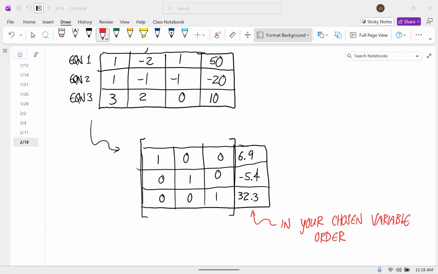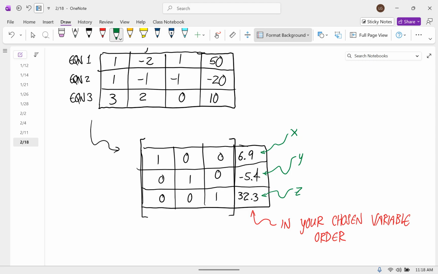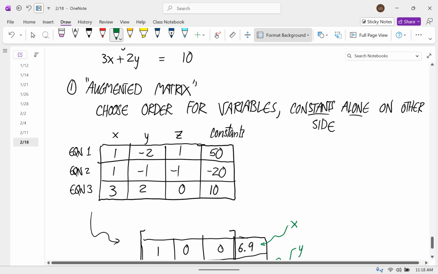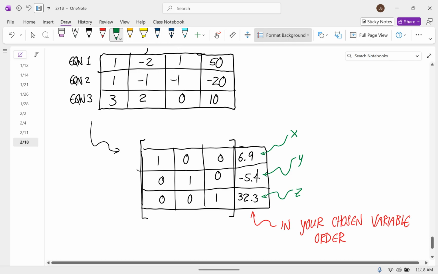Yeah, so the 6.9 is x, the negative 5.4 is y, and the 13 is z. Exactly. Yep. So this is x, y, z. And I could have done this as z, y, x, and the coefficients would have switched orders, and then they would have come out as z, y, x going down from the top. Okay, that's all.